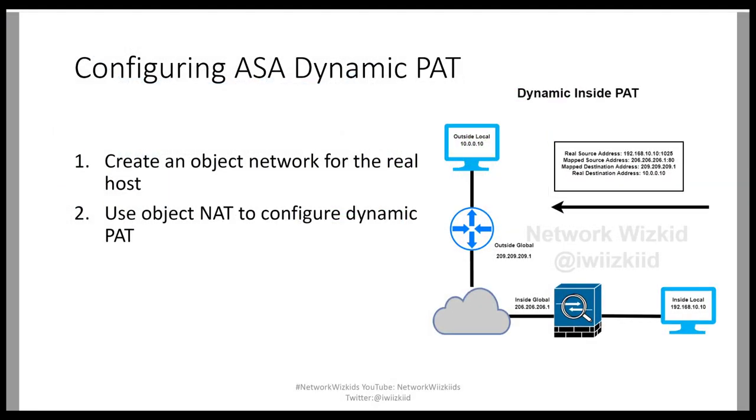Now we'll take a look at how to configure dynamic PAT on the ASA. This is pretty straightforward, and as I mentioned earlier, all we're doing is taking a set of IP addresses and mapping it to the interface in which we want it to send traffic out of. And all we're doing is translating the ports.